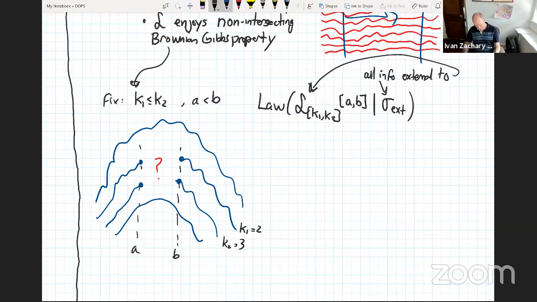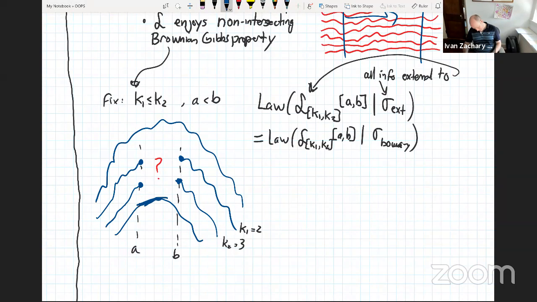And what the Gibbs property says is that this, first of all, only depends on the boundary data. So it's actually equal to the same thing conditioned on the boundary. Now, what do I mean by the boundary data? The boundary data is going to be the starting points, the ending points, and the curve beneath it in that interval, and the curve above it in that interval. So the thing that I'm darkening.